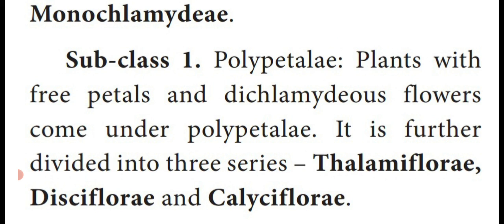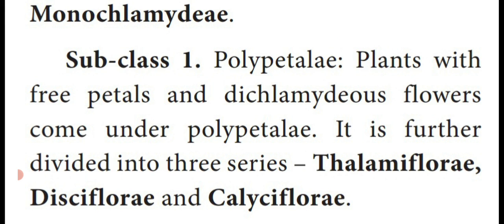Dichlamydeous flowers means flowers which are differentiated into calyx and corolla. Now, I told you Monochlamydeae: either calyx or corolla is present, one of the whorls is absent, isn't it? Mono, only one whorl. Dichlamydeous means calyx and corolla, both whorls, are present, coming under subclass Polypetalae. This subclass Polypetalae is again divided into 3 series: Thalamiflorae, Disciflorae and Calyciflorae.